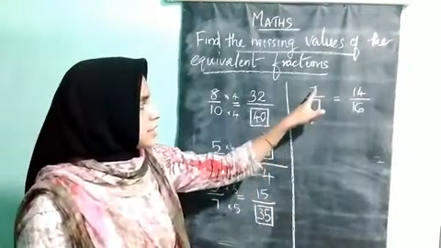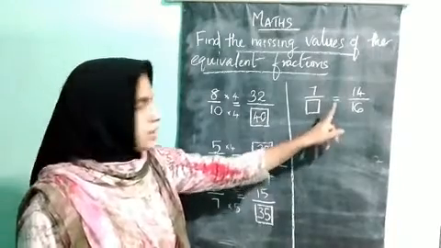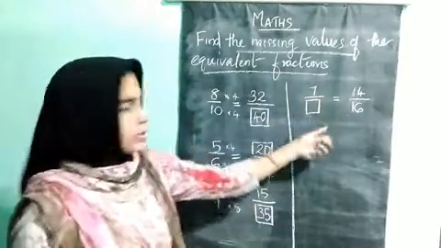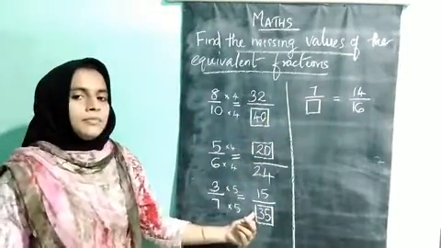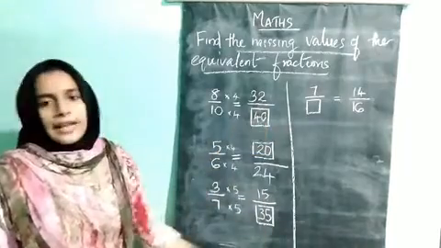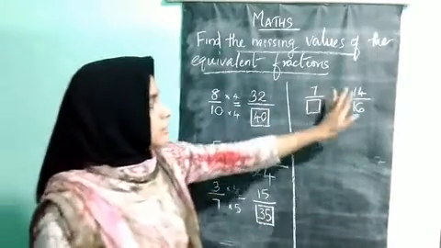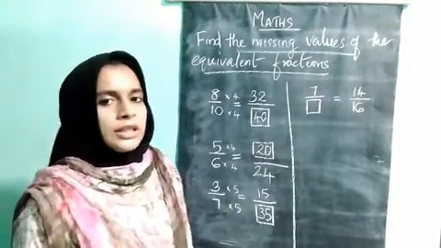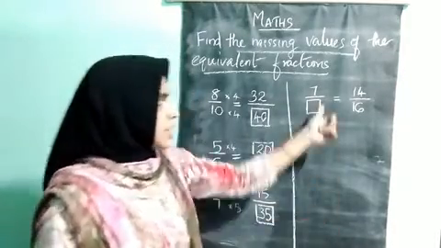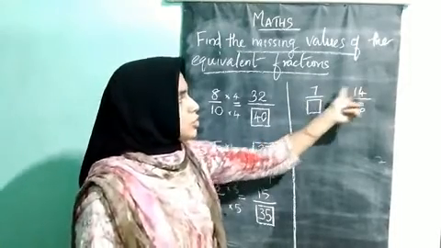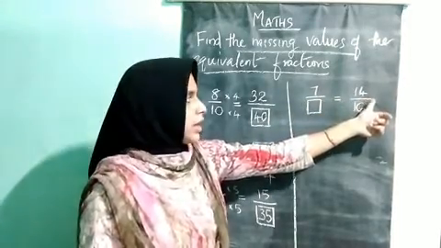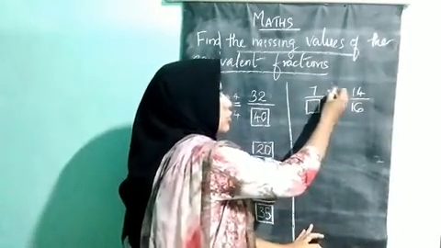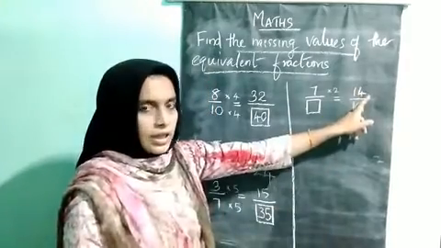Now write the next question. 7 by dash equal to 14 by 16. This is another type of question. Till now the blank box was in the second fraction. In this question the blank box is in the first fraction. So there are two methods. Easiest one you can choose. Here 7 into one number you will get 14. So which number is that? 2 is the number. So 7 into 2, 14.